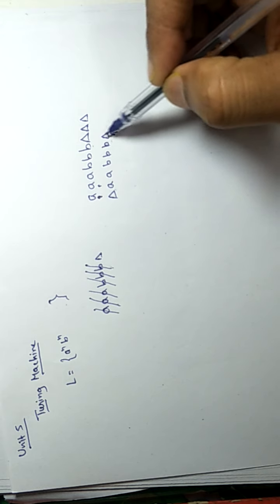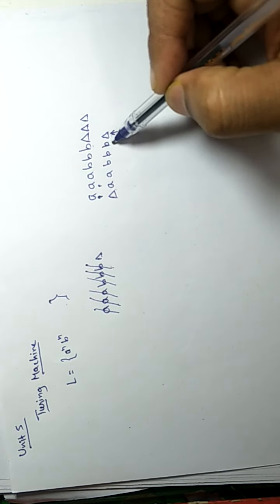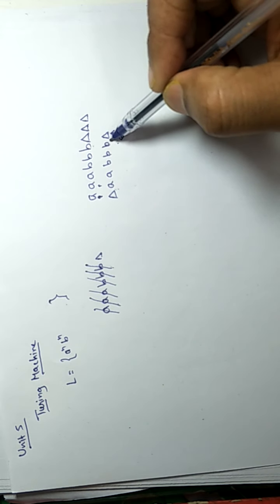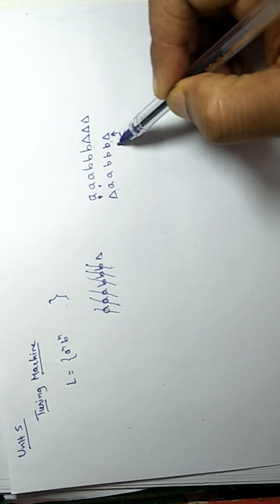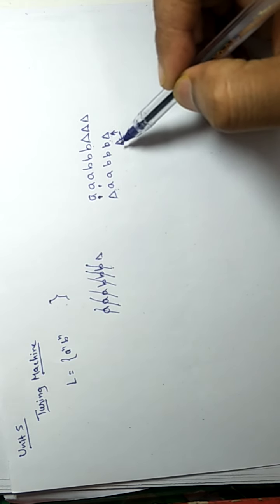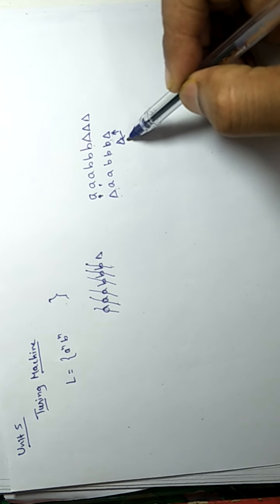So we read this blank and move to the left. Here in the left we will get a b. For this a we will get a b, and we overwrite it with blank. We change this b into blank. Now we have marked 1 a and 1 b here.